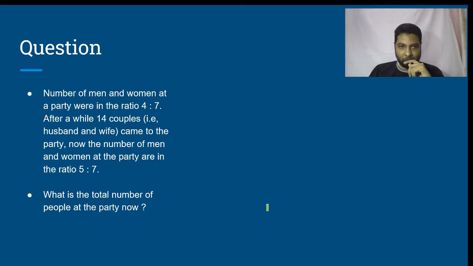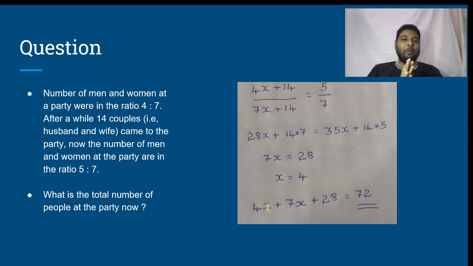Okay, let us look at the solution. The number of men and women at the party were in the ratio 4:7. That is, if the number of men were 4x, then the number of women were 7x. Now 14 couples came. That is, the number of men now is 4x plus 14. Number of women now is 7x plus 14. The ratio of men to women now is 5:7. That is, (4x plus 14) by (7x plus 14) is equal to 5/7.